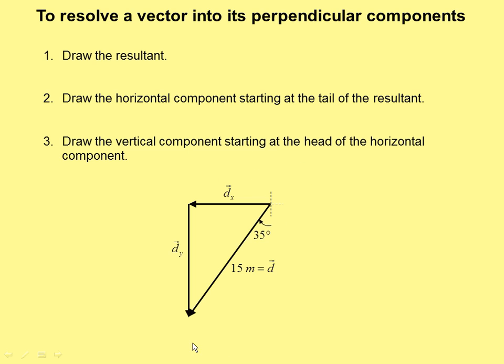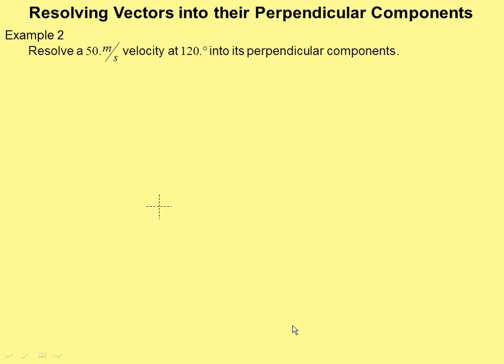Now let's do a second example. This one says resolve a 50 meter per second velocity at 120 degrees into its perpendicular components. So we're using the technical math language here of resolution. Okay? You'll notice this doesn't have north, south, east, and west, and that's going to affect how we're going to name things in this problem.